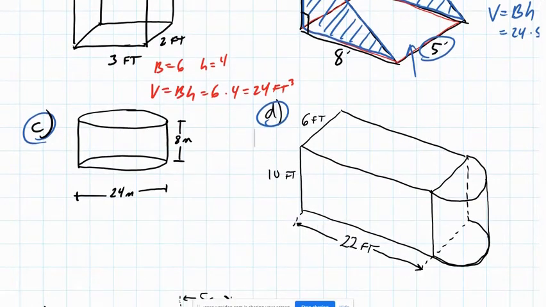Okay, so for problem C, we have a cylinder. Volume again is base area times height. In this case, we're given the diameter is 24, so that means the radius would have to be 12 meters. And so the base area is going to be 144 pi, because it's pi times the radius squared. 12 squared is 144. And then our height is 8.